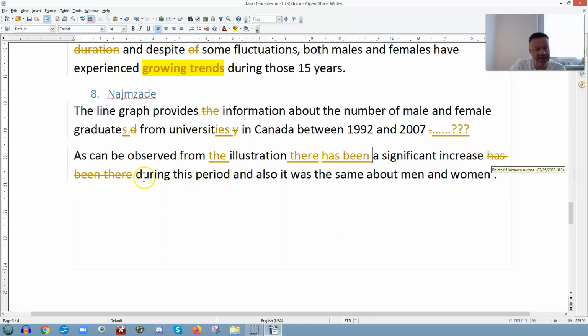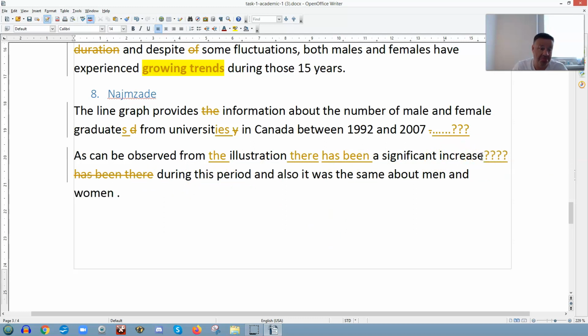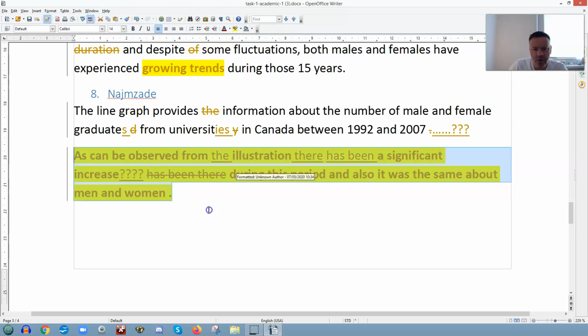An increase in what? And also it was the same about men and women. So that's not very clear at all. What increased? What are you talking about? It's not very clear at all, that.